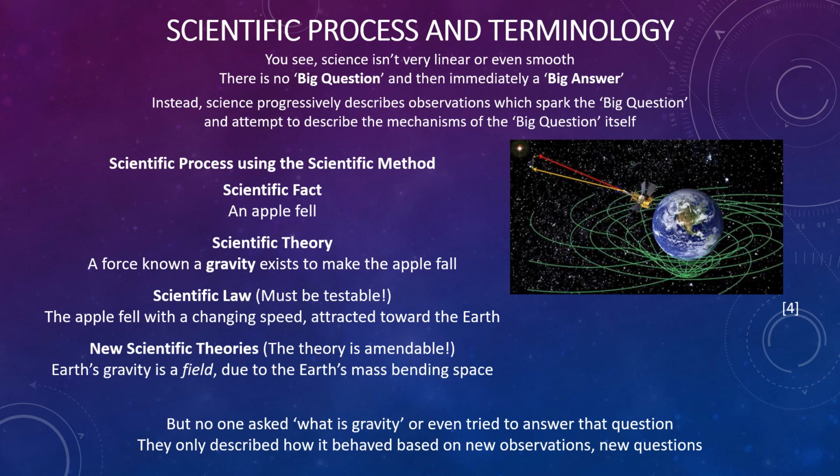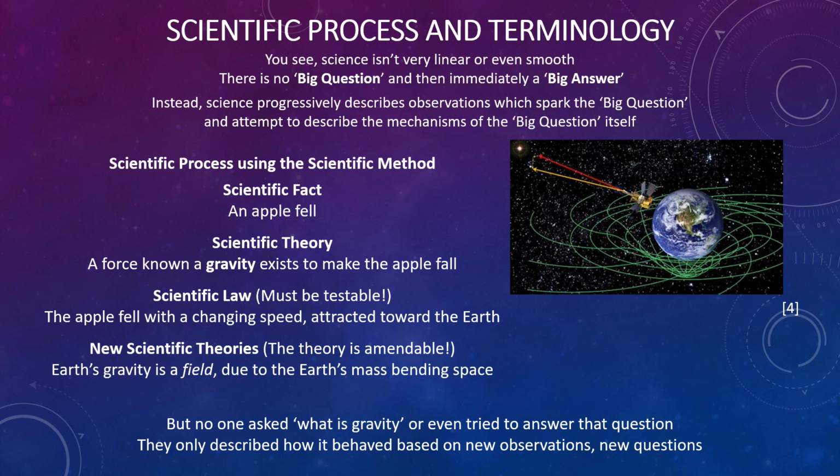So you might be now seeing that science isn't a very linear process. There's no one question or one answer that we're looking for. Instead, science is progressively looking at different things to spark new big questions and attempt to answer what mechanisms are involved in that question. So, an example, one of the most famous, is Newton with his apple that fell and how he thought of the theory of gravity.